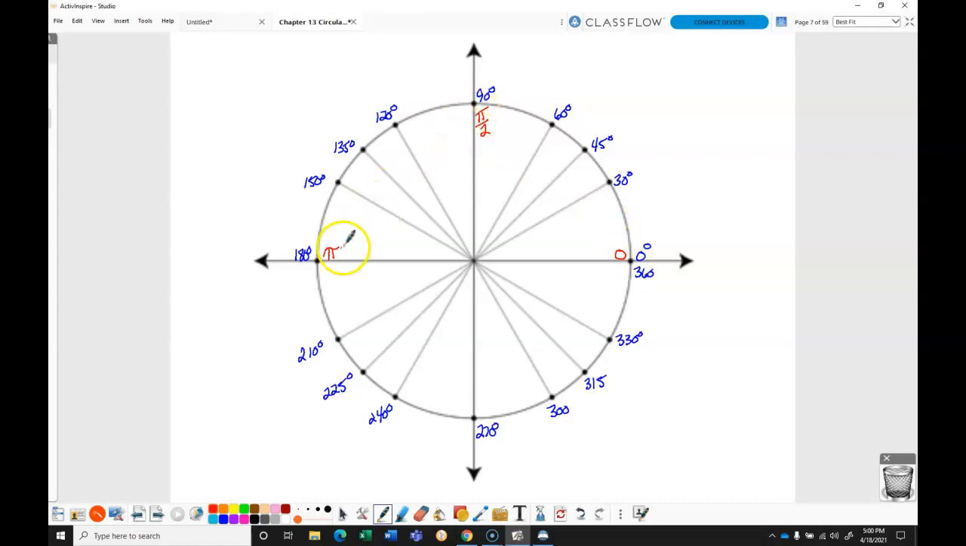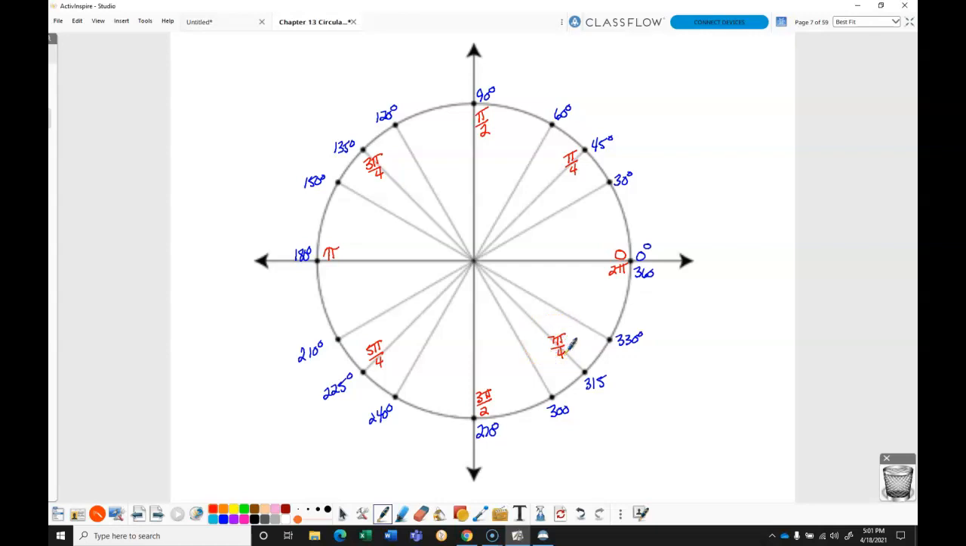2 pi over 6, which reduces to pi over 3. 3 pi over 6. 4 pi over 6, which reduces to 2 pi over 3. That was 4 pi over 6. 5 pi over 6. 6 pi over 6. 7 pi over 6. 8 pi over 6, which can be reduced to 4 pi over 3. 9 pi over 6. 10 pi over 6, which reduces. 11 pi over 6. So really I just go through and I do it as my fractions.